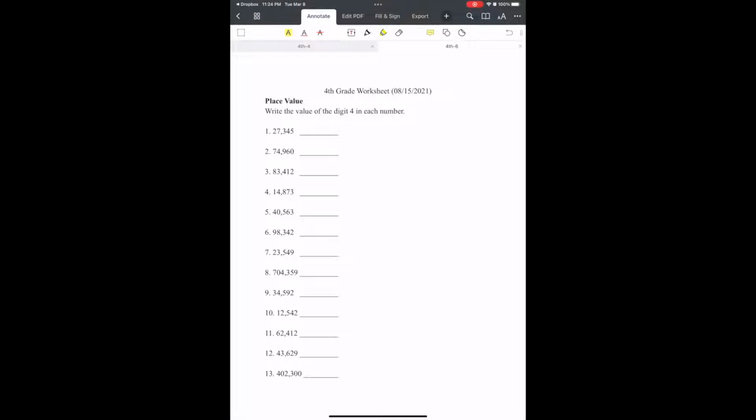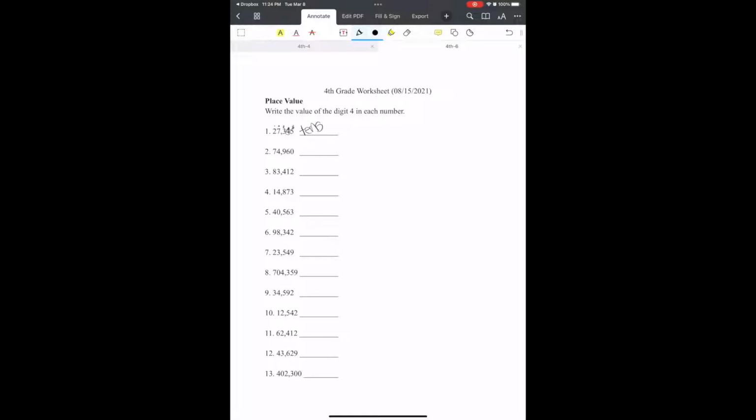So we're going to start off with place value, and it's saying write the value of the digit 4 in each number. So again, the first digit is the ones place, the second digit is the tens place, the third digit is the hundreds place, the fourth digit is the thousands place, and the fifth is the 10,000s place. Since we see that the 4 is at the tens place, it is tens.